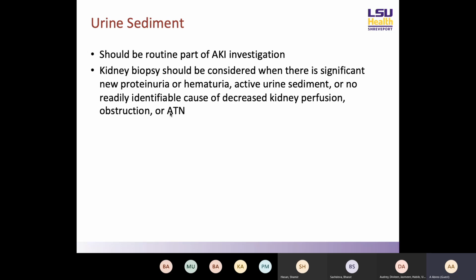Certainly if you have nephrotic range proteinuria and you don't think it's diabetes, and you don't have a reasonable explanation of what it is, you want to consider a kidney biopsy. You have active urine sediment, and it is okay to biopsy a kidney even in the absence of significant proteinuria if you have no really good reason for why this patient has AKI.